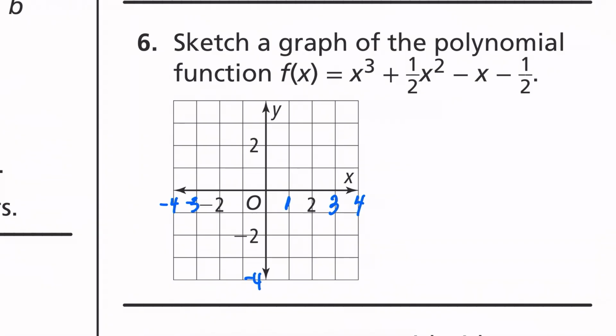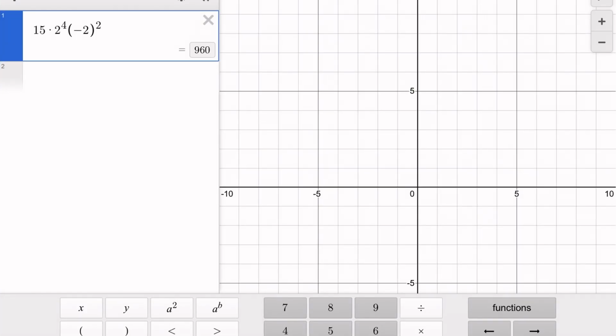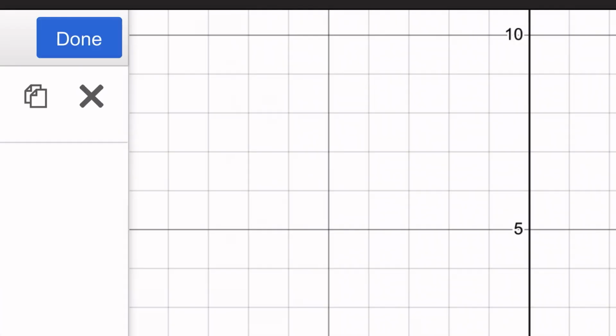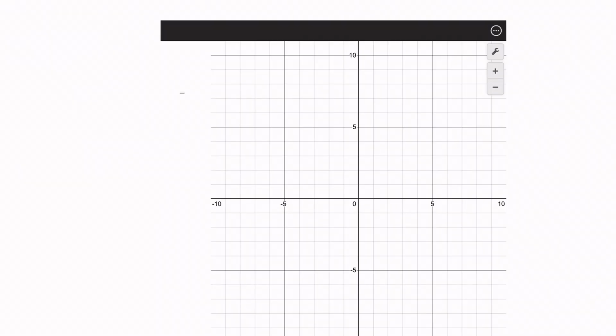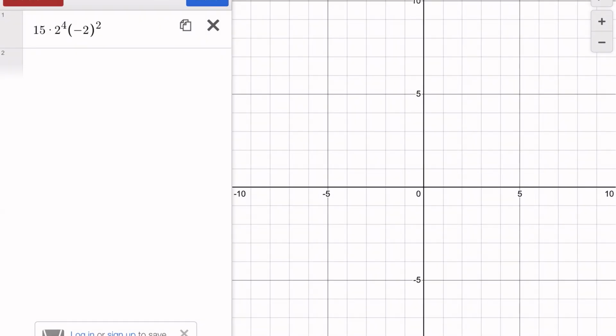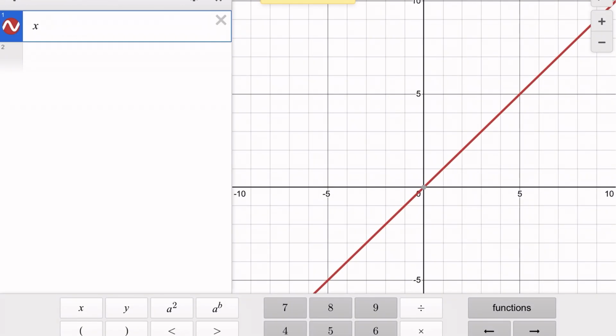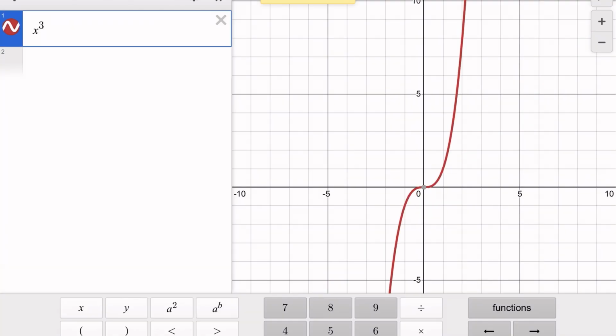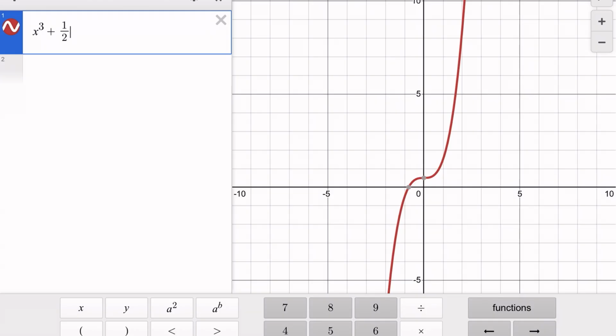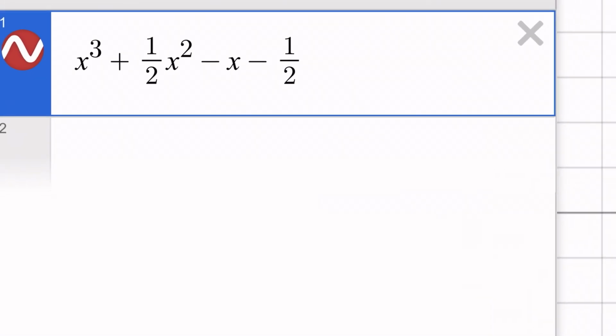Okay, so we're going to type this into Desmos. Whoa, why did it do that? I don't want it to do that. Clear all. Okay, so we have x to the third and then plus 1/2 x squared and then minus x and minus 1/2. Pretty sure that was it. In fact, I am sure. So I just typed that into Desmos.